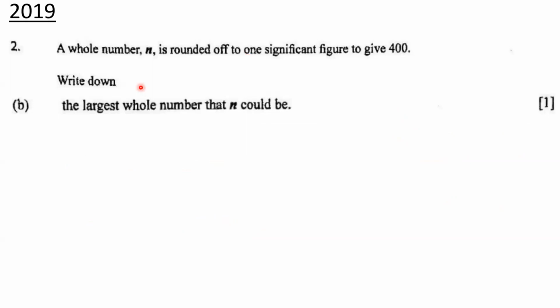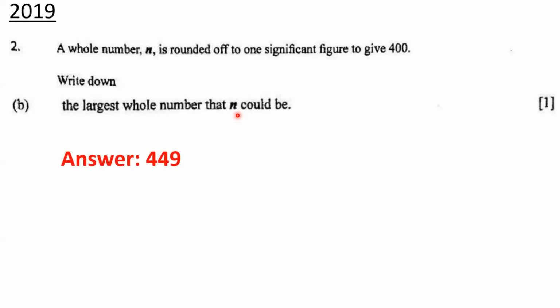It says write down the largest whole number that n could be. Remember, there is a lot of whole numbers that when you round it off to one significant figure, you get 400. But the question is, out of all those numbers, which one of them is going to be the biggest number? What is the biggest whole number that I could round off to one significant figure and still get 400? Mind you, there's a lot of numbers that do it, but which whole number is the biggest one out of that set of numbers?